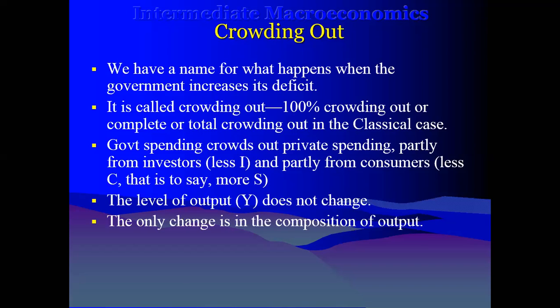So that's what we have here. It only changes the composition of output. So when you take your aggregate demand, J has increased, C has decreased, I has decreased, but the AD itself wouldn't change. Okay, it wouldn't change. So that's what we call crowding out.